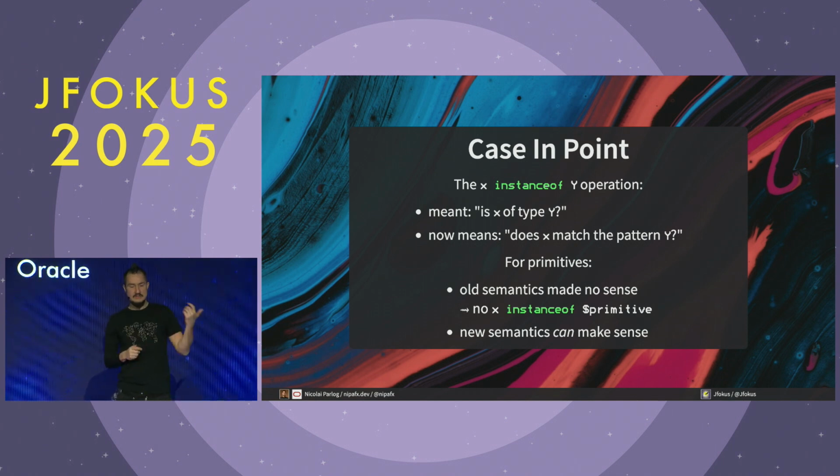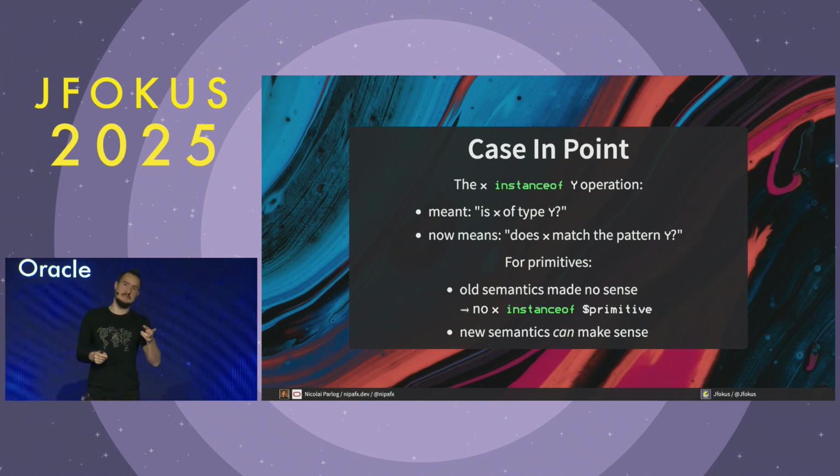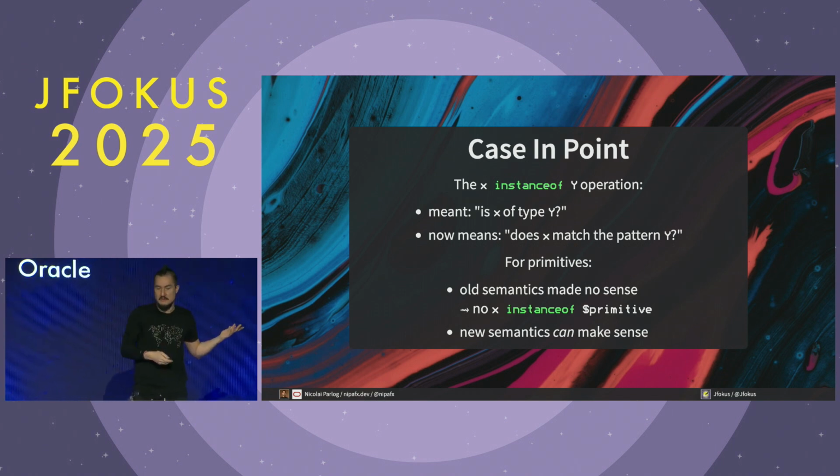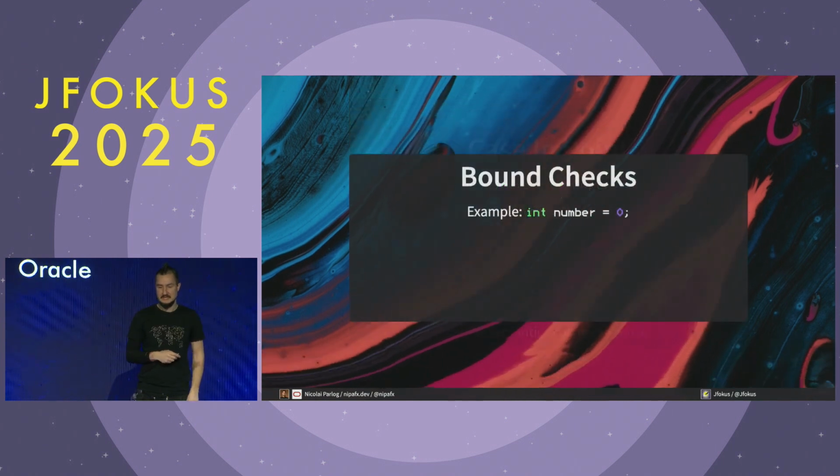And for the old semantics, asking is a long an instance of Integer is stupid, because of course not, it's a long, right? So since there is no polymorphism involved, this question didn't make sense, so the compiler even forbade that statement, because it was a categorical no. But now the new semantics are, can this long match an int? And then the answer is, yeah, if it's in the right range, it probably can. So that's basically what's being introduced here.